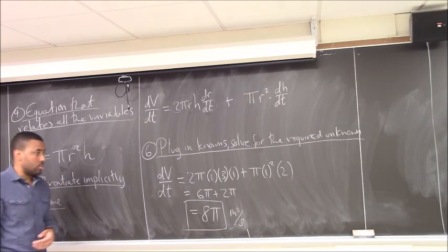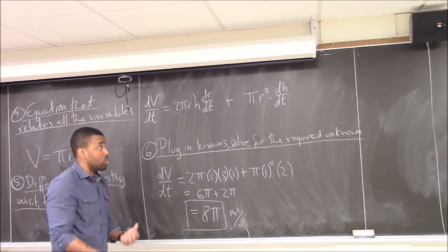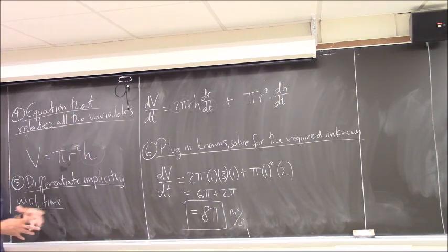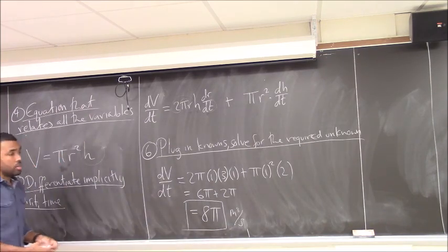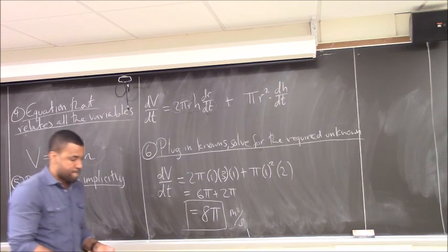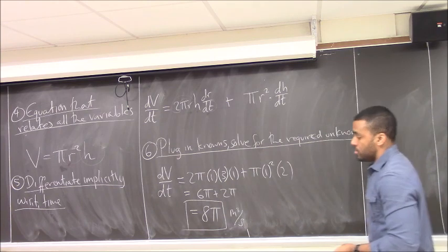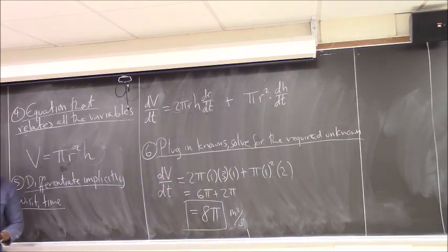And so that's your answer. This is how fast the volume is changing. Notice that it's positive, so the volume is increasing, which makes sense because the radius is increasing and the height is increasing. So we're getting a bigger cylinder overall, so we expect the volume to be increasing. That's how fast it's increasing at that point. So that's kind of it. We went through the 6th step for this problem.